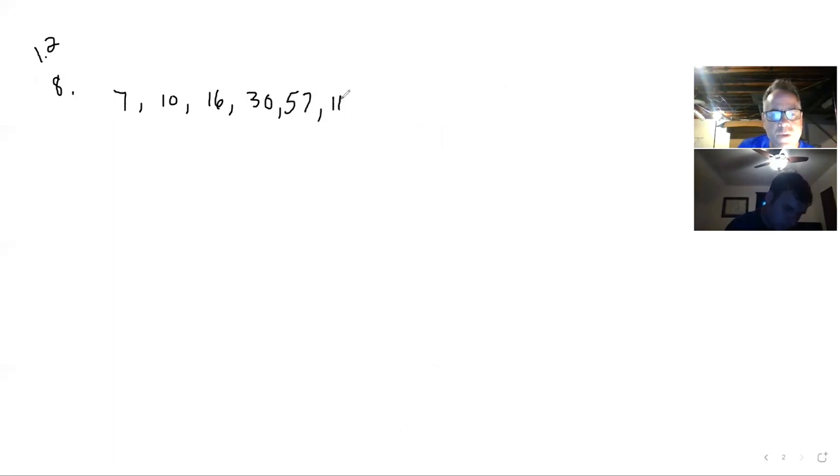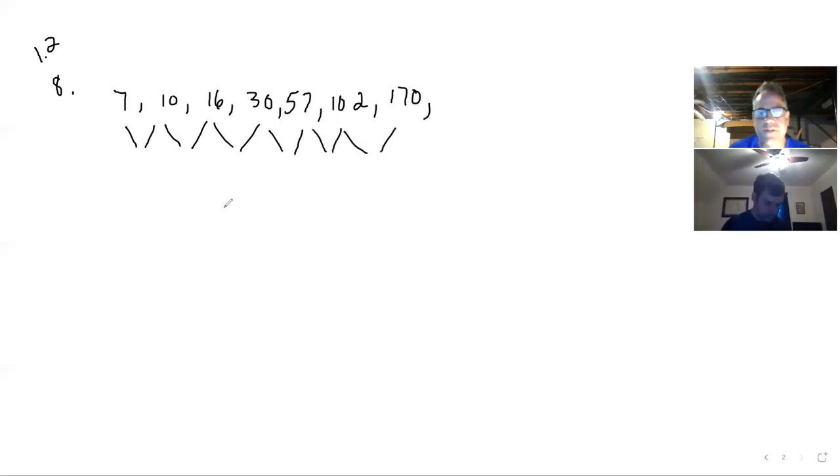Number 8, which says use differences to find a pattern of the sequence. All right. 7, 10, 16, 30, 57, 102, and 170. So again, we're after the 8th term. The numbers are going to be a little more user-friendly, not quite as big as the one we just did, but the process will be the same.